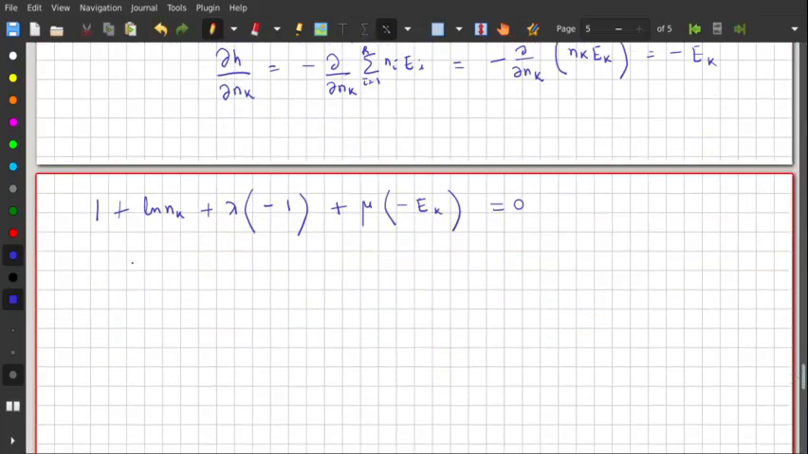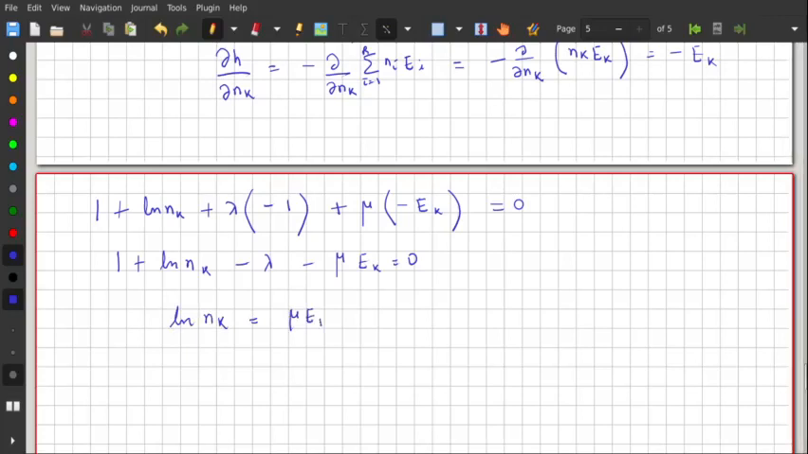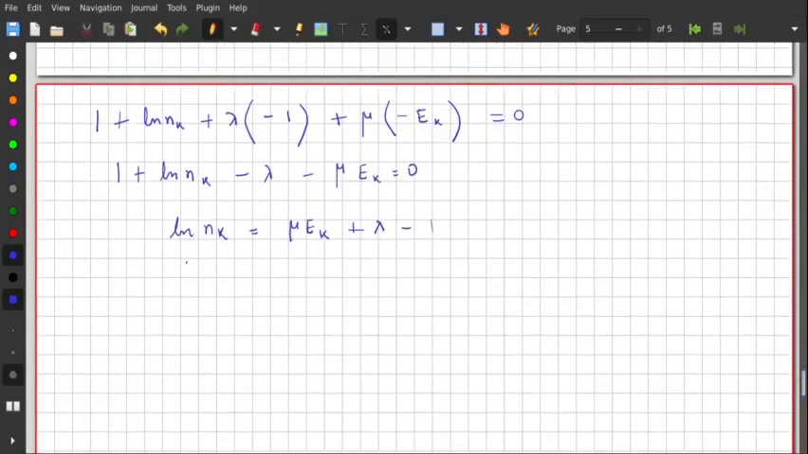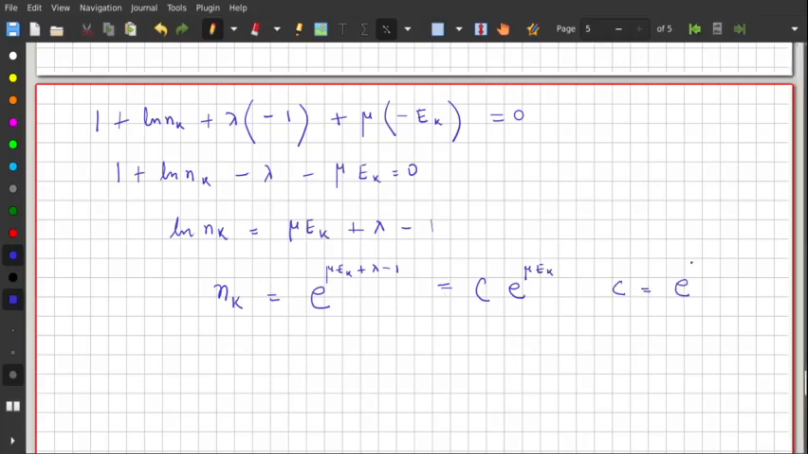So on simplification, this becomes 1 plus log n_k minus lambda minus mu e_k equals 0, or we can write this as log of n_k equals mu e_k plus lambda minus 1, or n_k is e to the power mu e_k plus lambda minus 1, or this could be written as c e to the power mu e_k, where we realize c is e to the power lambda minus 1.